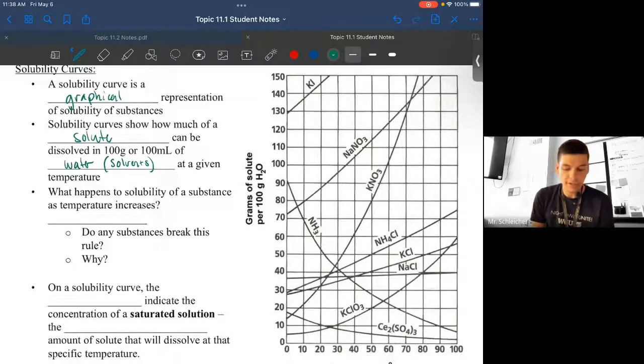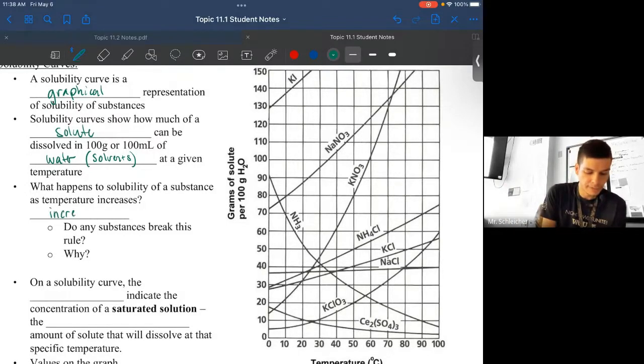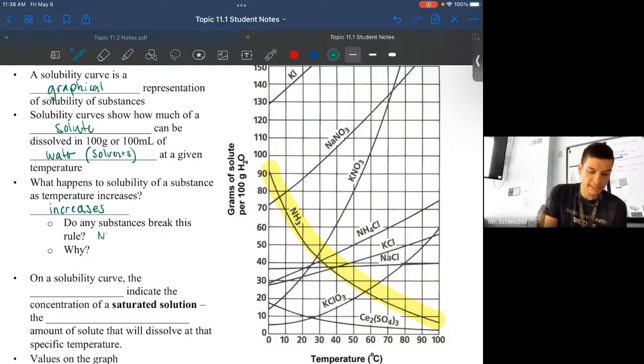We can also notice on this graph that most of the lines go up as we increase the temperature. So the solubility of a substance tends to increase as the temperature increases. Now, do any substances break this rule? It does seem like NH3 really noticeably breaks this rule. It tends to have a very obvious downward slope. So we're going to say NH3 breaks it. This is also known as ammonia.